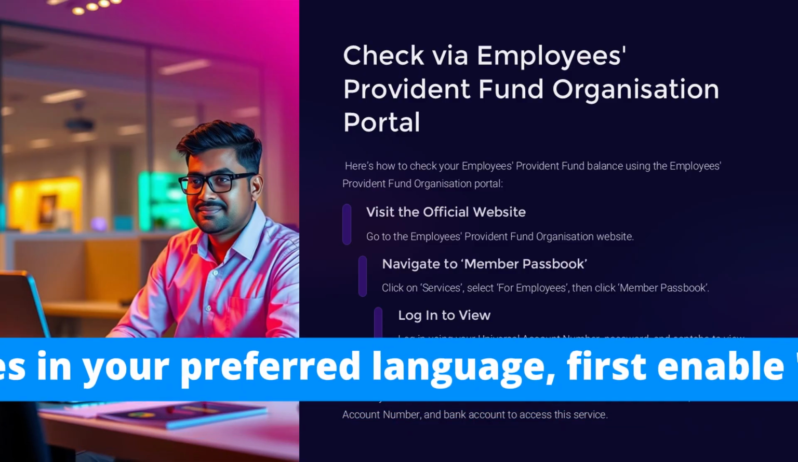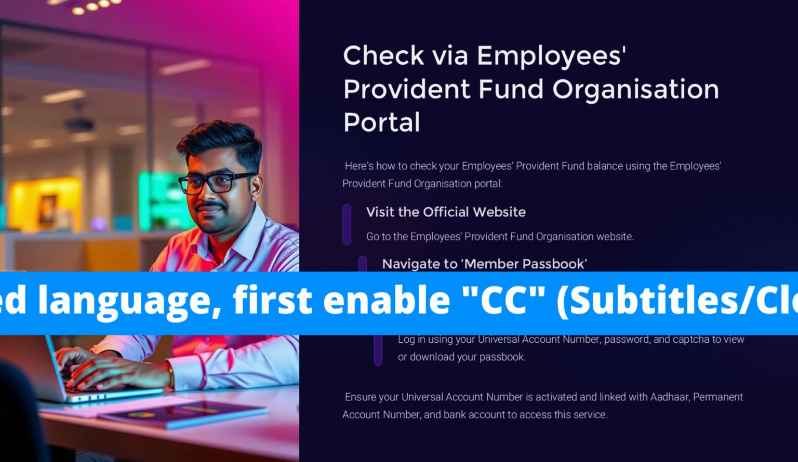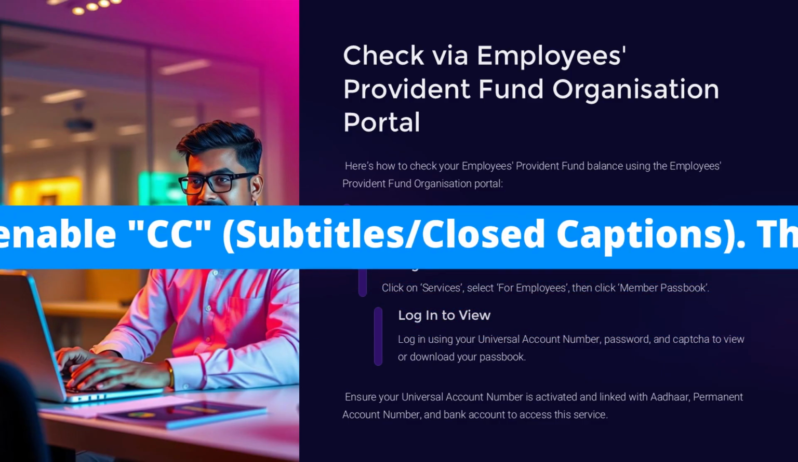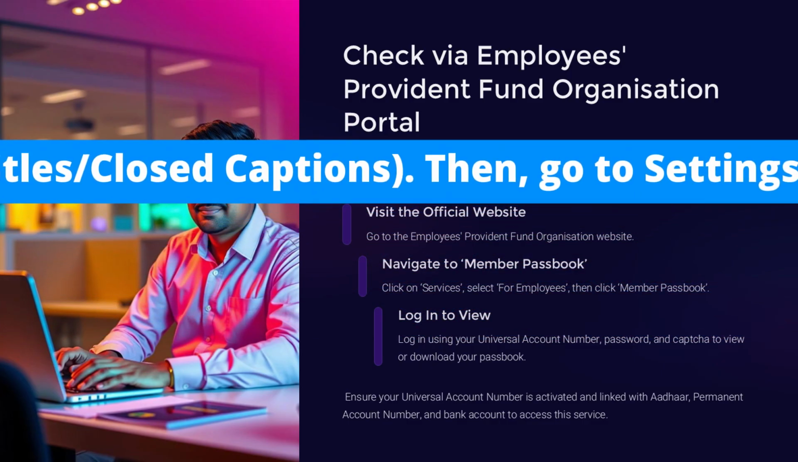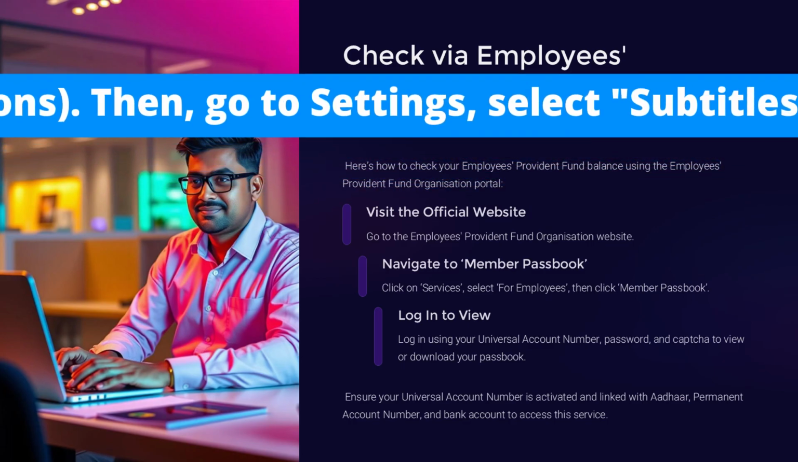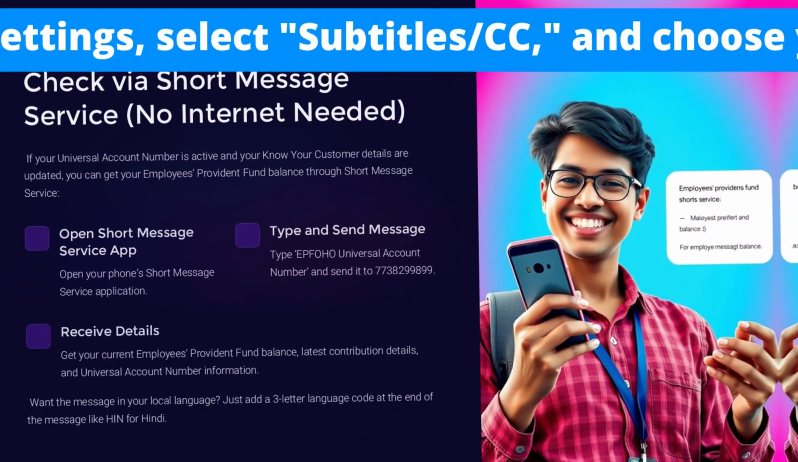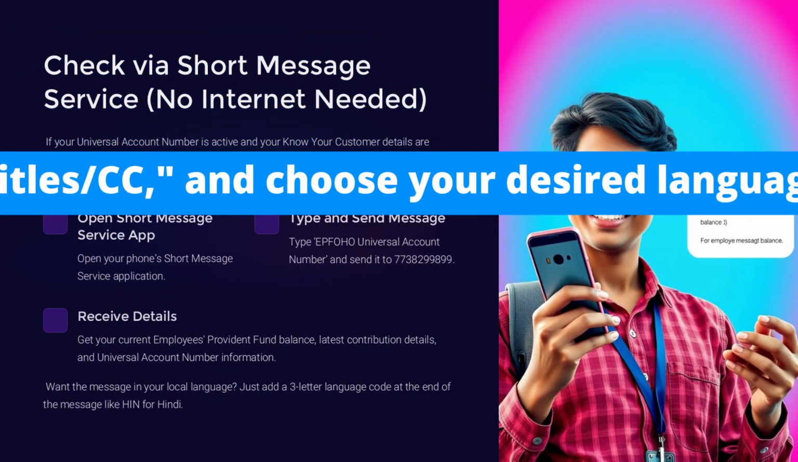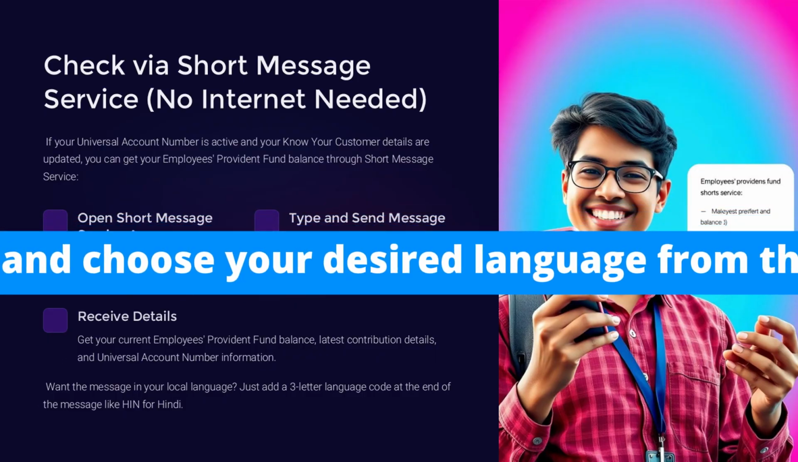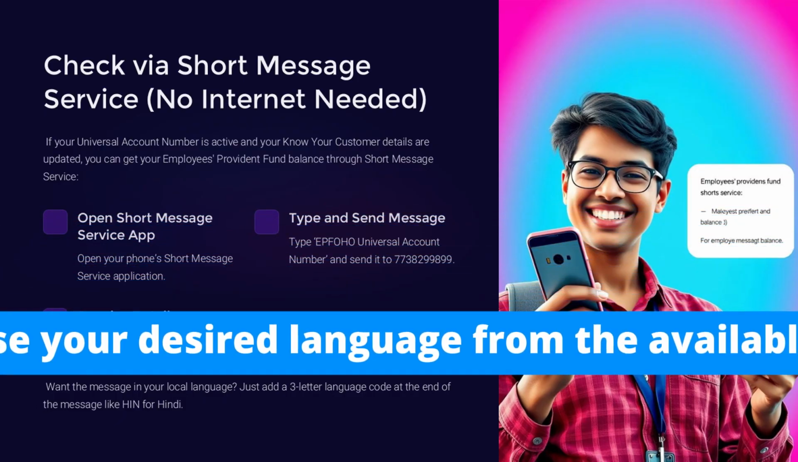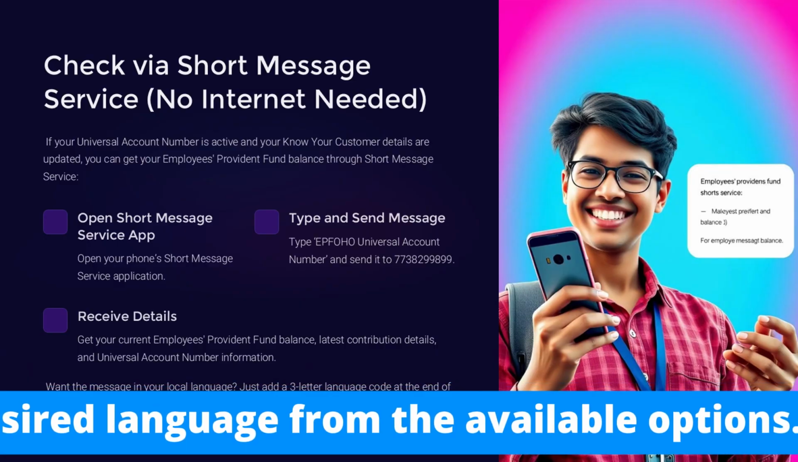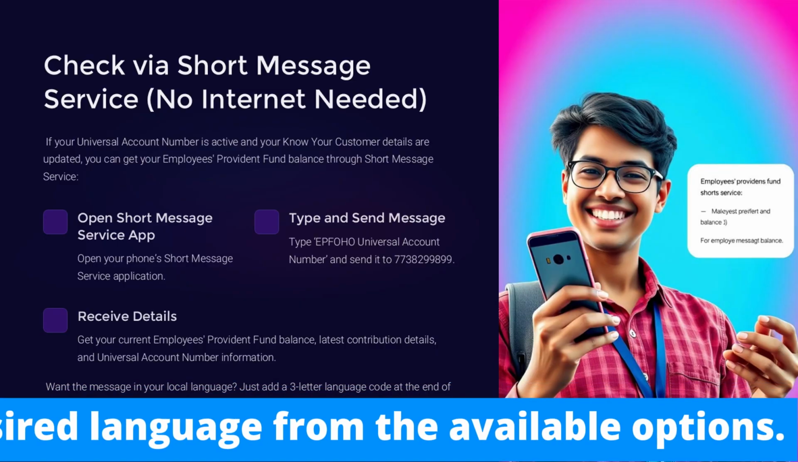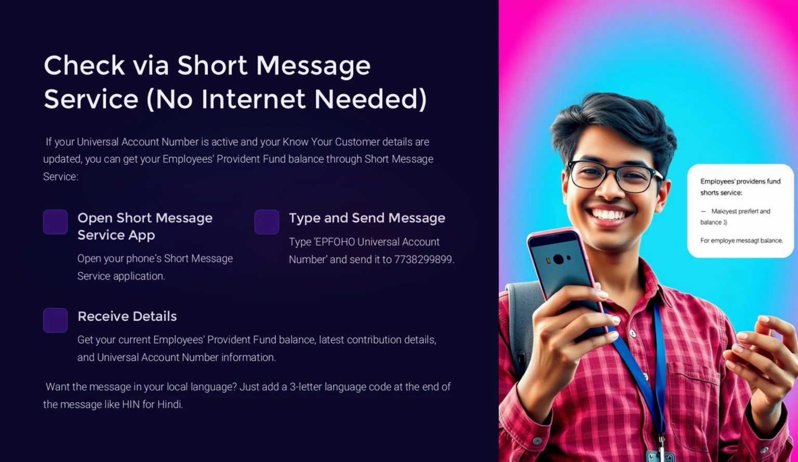Pro tip: ensure your universal account number is activated and linked with Aadhaar, permanent account number, and bank account to access this service. 2. Check Employees Provident Fund balance via short message service. No internet needed. If your universal account number is active and your Know Your Customer details, Aadhaar, permanent account number, bank account, are updated, you can get your Employees Provident Fund balance through a simple short message service.